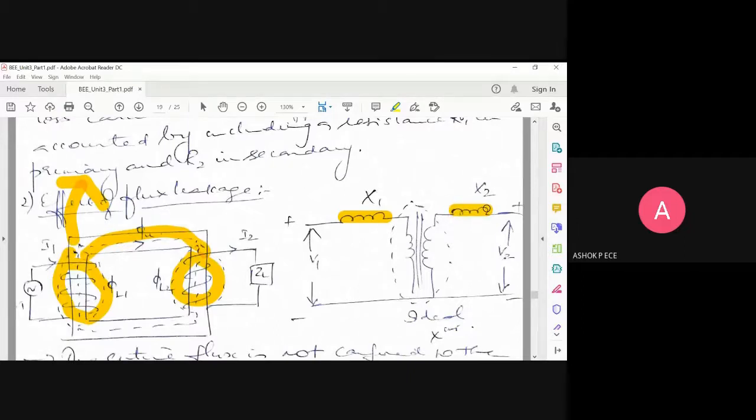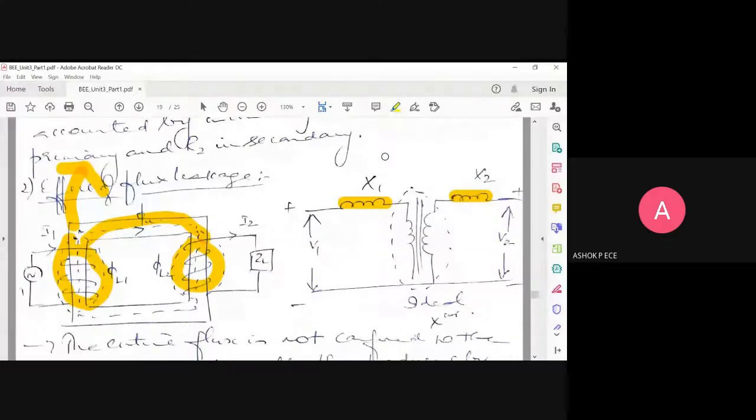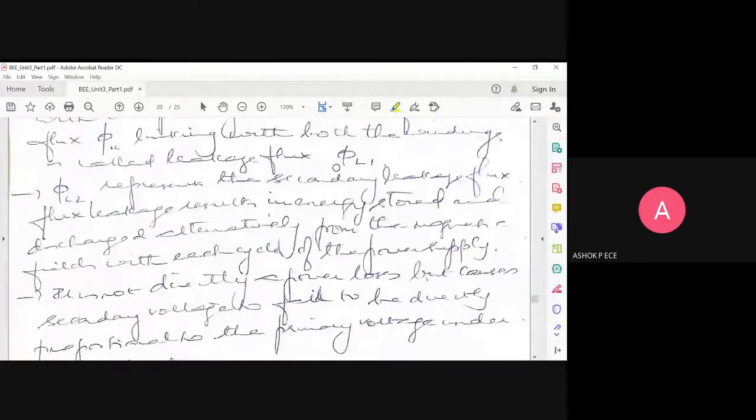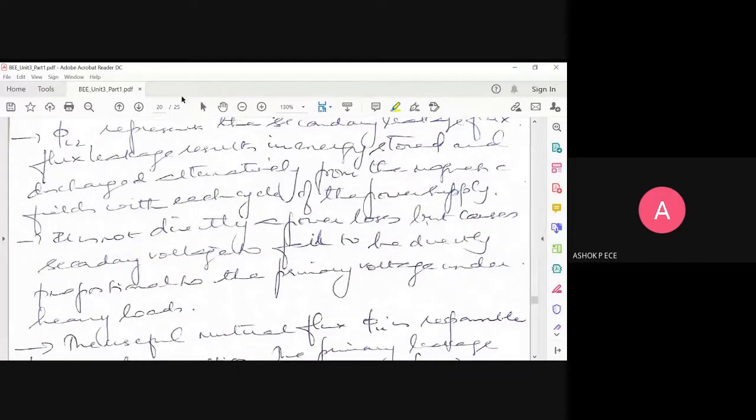Flux leakage at the primary is because of the flux leaking into the air medium. Flux leakage in secondary is because of improper coupling of flux from primary to secondary. See, out of 100, only 97 is being coupled to secondary, and in that 97, properly only some will be coupled. So that flux leakage in secondary is quantified by another inductor X2 at the secondary. So you cannot call this an energy loss, because for energy loss we'll be using a resistor only.